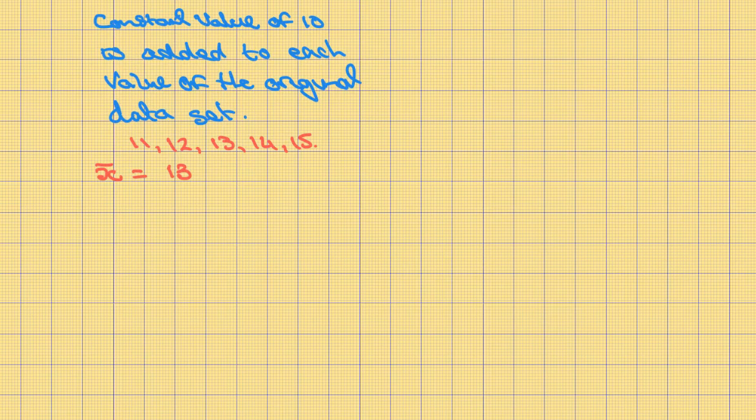So if you add a value to each piece of data in a set, the standard deviation doesn't change. So that would still be equal to root 2. If the standard deviation doesn't change, neither does the variance. So the variance would still be equal to 2.